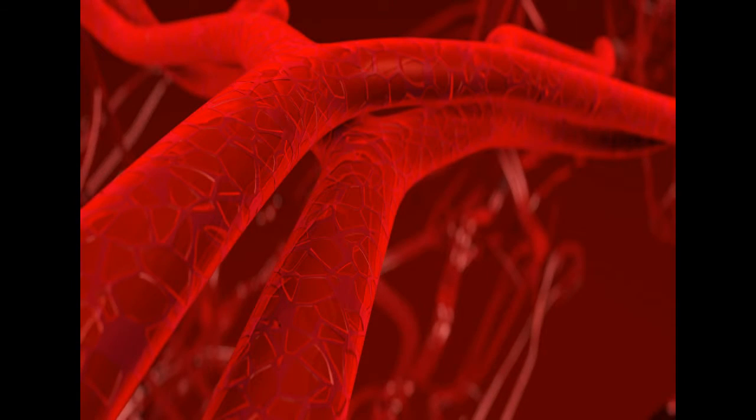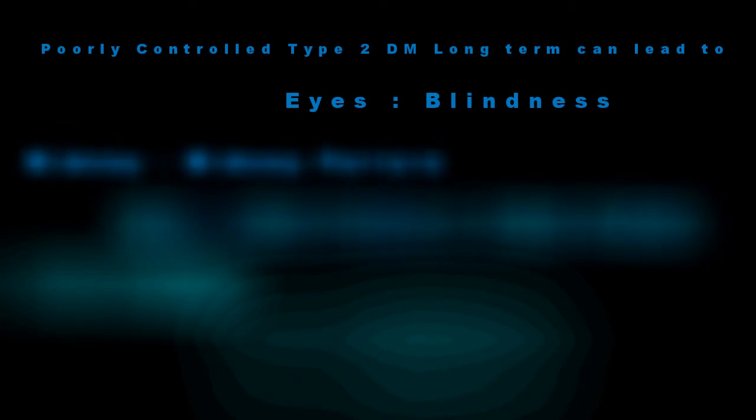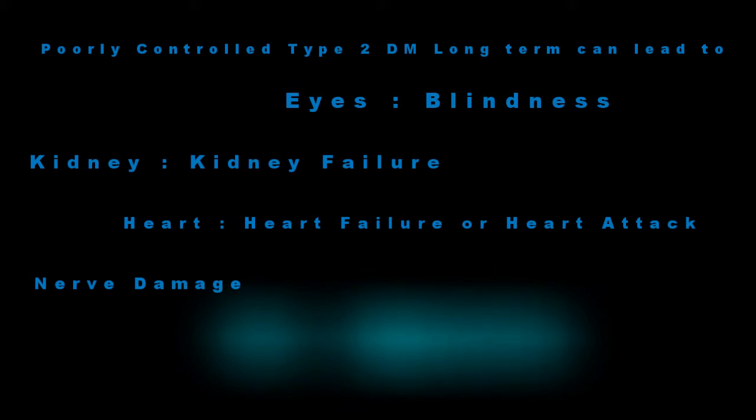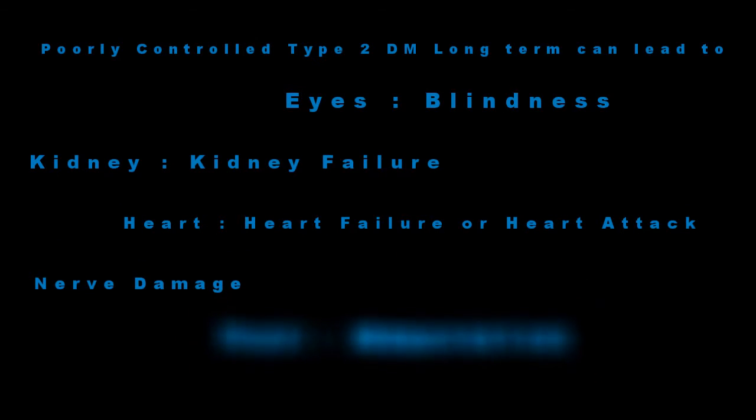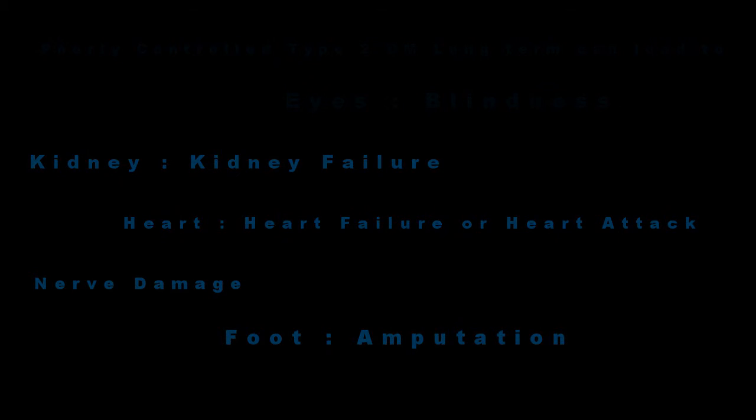Poorly managed type 2 diabetes over time can destroy the smallest of these vital blood vessels in our body and can cause the following long-term effects. Long-term effects on the eyes causes blindness. Long-term effects on the kidneys causes kidney failure. Long-term effects on our heart causes heart failure or a heart attack. Over time, it damages our nerves and causes very poor wound healing. This means that a simple cut on your foot could lead to a foot amputation.